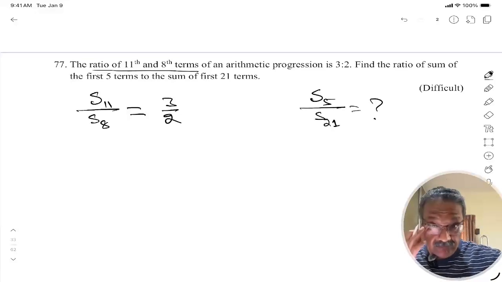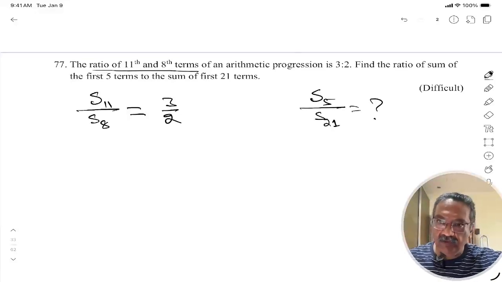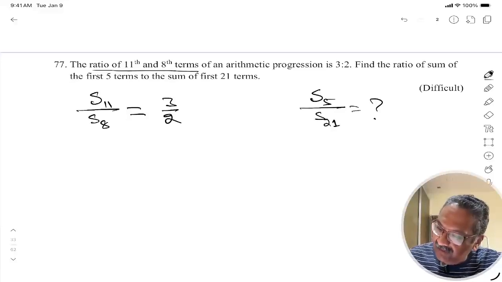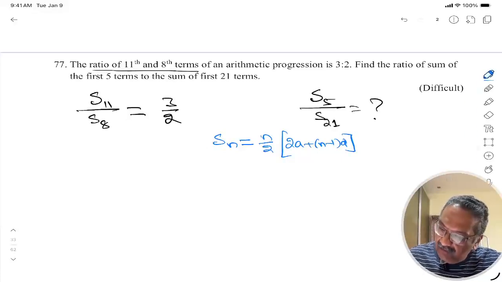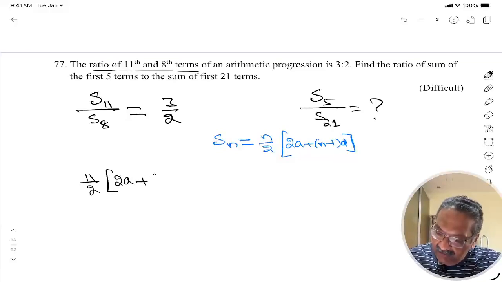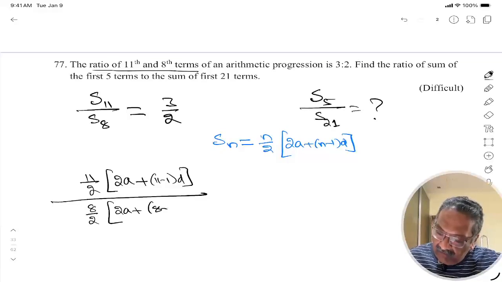So this is the only information given. Let us start. Whatever formula we know, we will write it. Okay, we know Sn is equal to, what is the formula? Sn is equal to n by 2 into (2a plus (n minus 1) d). So we'll use this here. S11 becomes 11 by 2 into (2a plus 11 minus 1 d), we don't know what a is, divided by S8, which is 8 by 2 into (2a plus 8 minus 1 d). This is equal to 3 by 2.